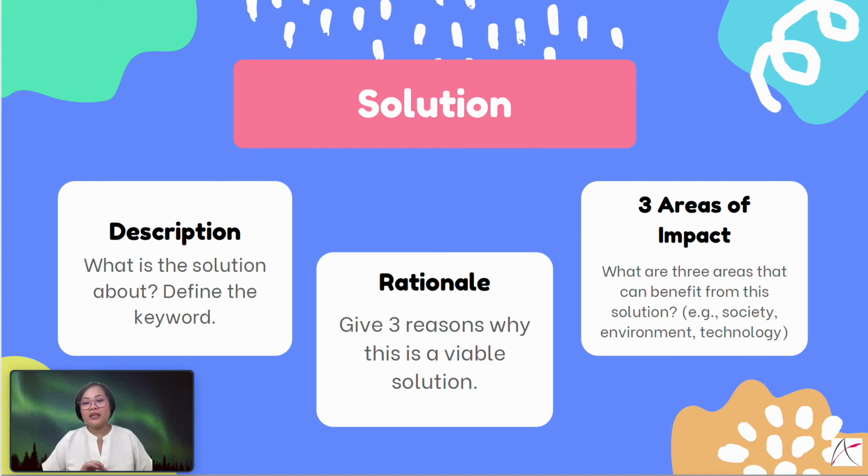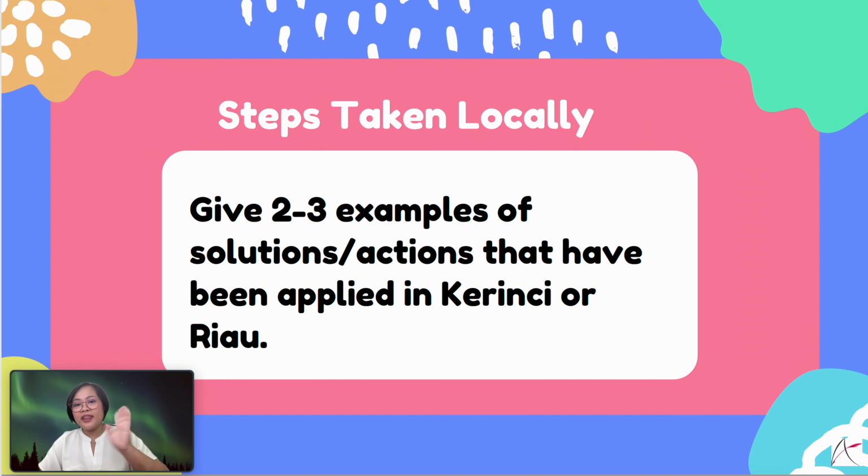Okay? So the description, rationale, and three areas of impact. In all three parts, you should provide references. Okay? So maybe like two or three references. And then we have steps taken locally. So these are the examples of the solutions or actions that have been applied in Kerinci or in Riau, or even in Indonesia.